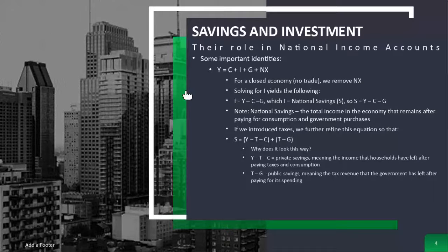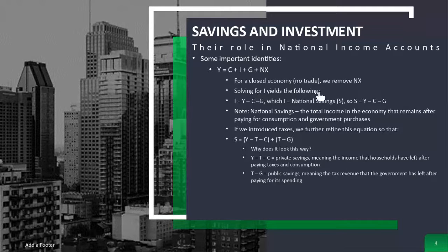To show the importance of investment, we can do a short little trick here, and we assume that we're operating in a closed economy, and a closed economy means there's no trade. So we can remove the net exports. Why? Because if there's no trade, net exports has to equal 0. Solving for I yields the following then.